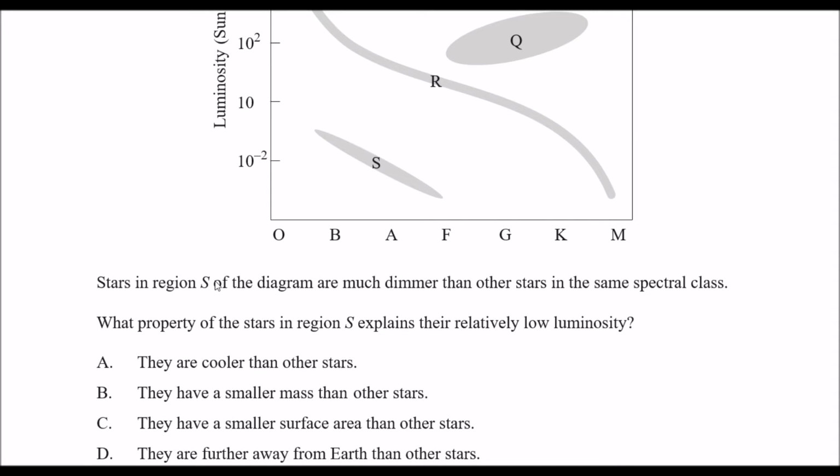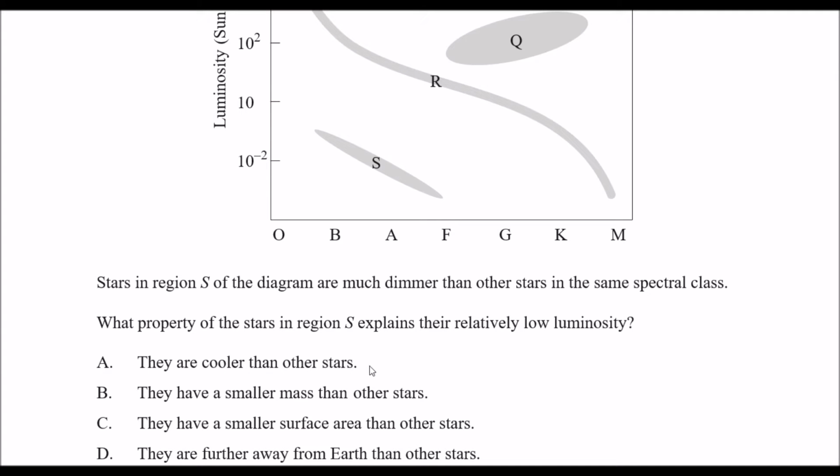Okay, so it says stars in region S of the diagram are much dimmer. So you can see here, in terms of luminosity, it's quite low in comparison to the other sections. What property of the stars in region S explains their relatively low luminosity? So what explains why things look dimmer? Okay, so one we have here, they are cooler than other stars.